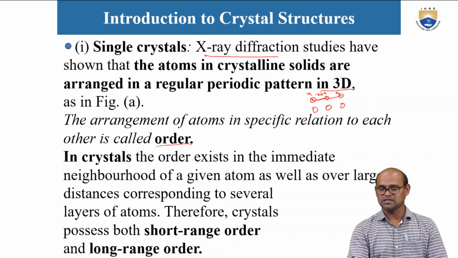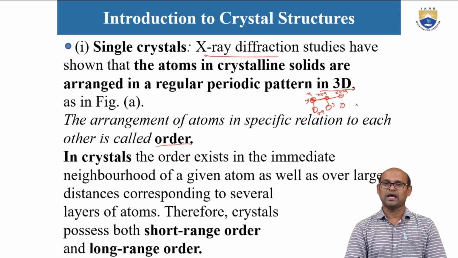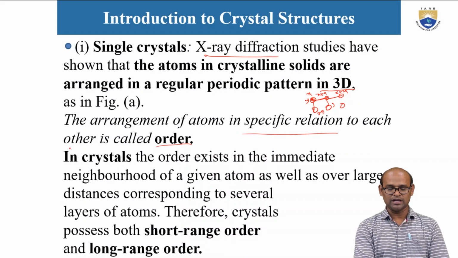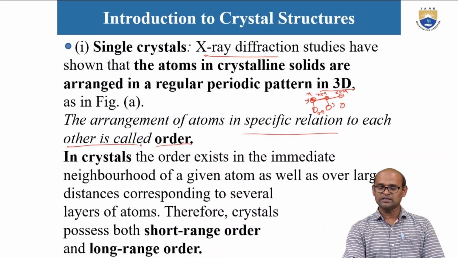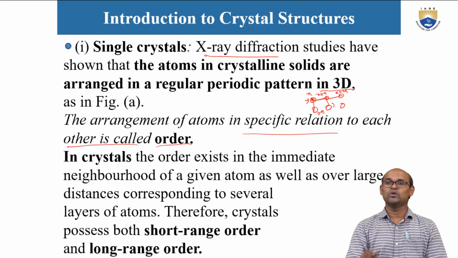Third atom is at a distance of x plus 2a. Similarly, along this direction also you can decide: if it is x along y, this is at y plus a, y plus 2a, y plus 3a, like that. So the arrangement of atoms in specific relation to each other, by looking at the relation, you can locate the atomic positions.